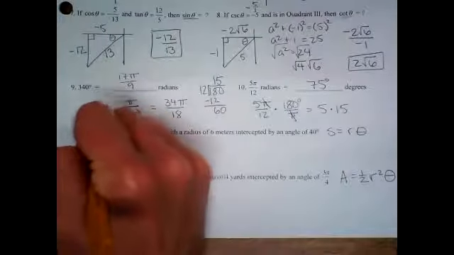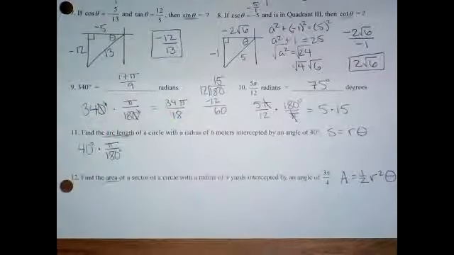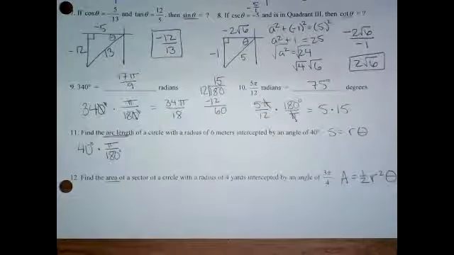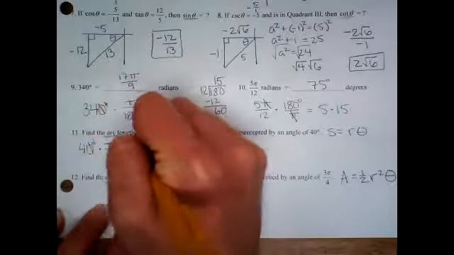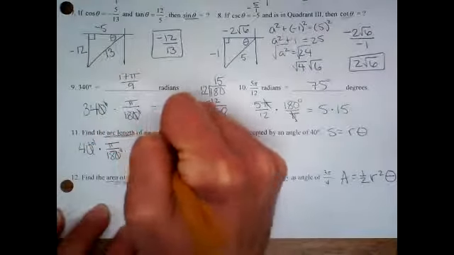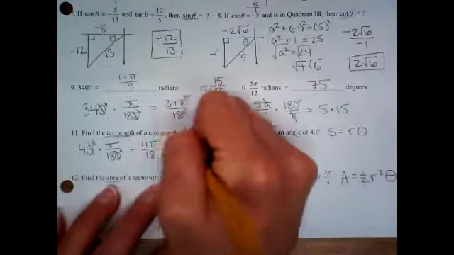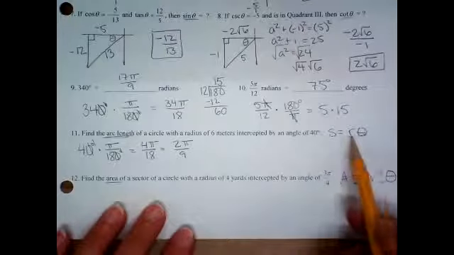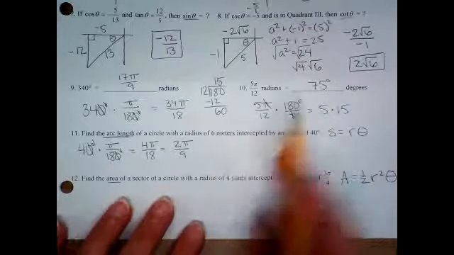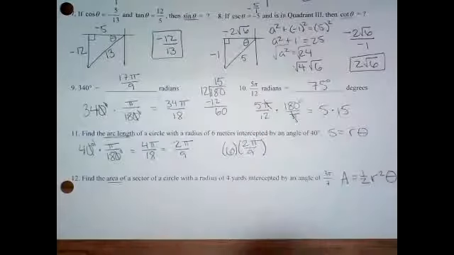So we're going to take our 40 degrees, multiply it by pi over 180. You have to convert it first. So when you cancel out, that's going to give you 4 pi over 18, 2 pi over 9. Good. And then that formula, you just multiply them together. It's going to be the radius, which is 6, times 2 pi over 9.